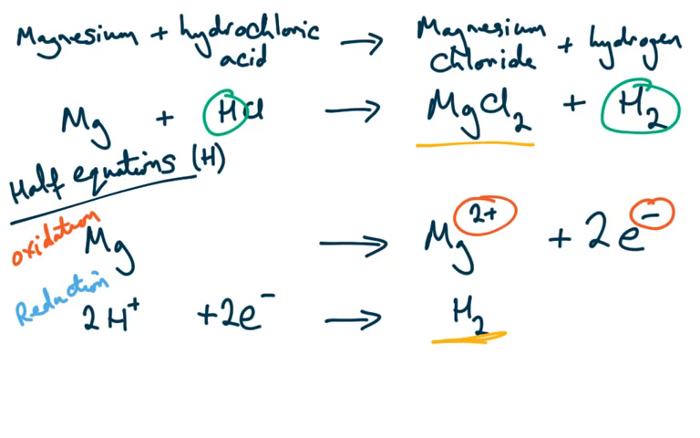Redox just means that I've got both oxidation and reduction happening in this equation. You might be wondering what happened to my chloride ion, but the chloride has cancelled itself out. My chloride is an ion there, and it's an ion there. So we don't need to include it. In this case, we call this a spectator ion.